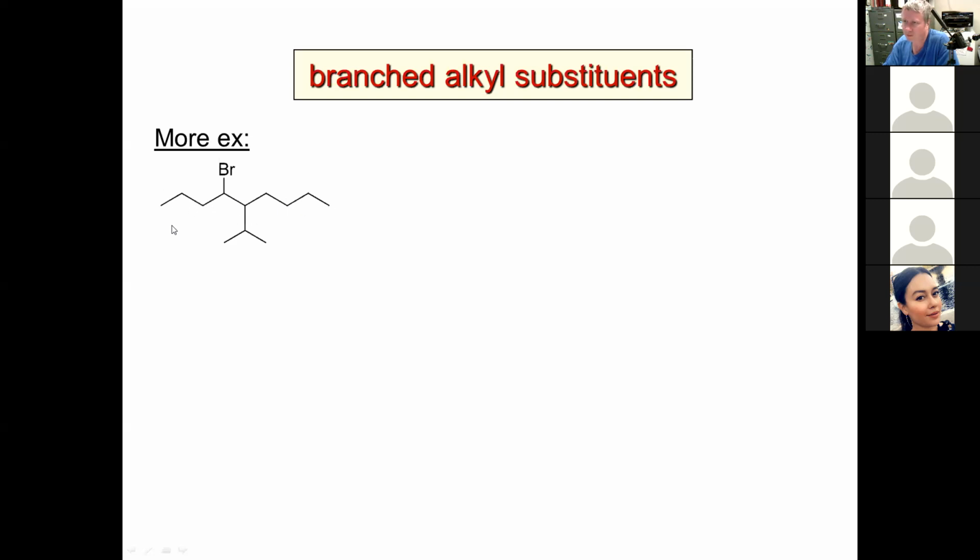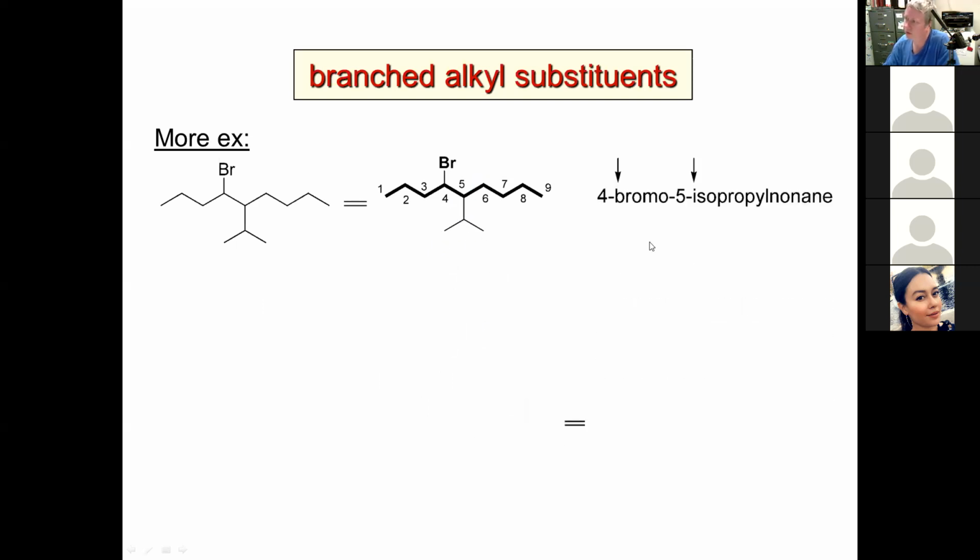Left to right. Yep. 1, 2, 3, 4 bromo, 5 something, 5 something, nonane, right? It's 4 bromo, 5 something, nonane. Okay. There's our numbering. But we just learned this one. It's a 3 carbon piece, right? Something propyl. It's like alcohol. It's isopropyl? Yep. 4 bromo, 5 isopropyl, nonane. That's the name.